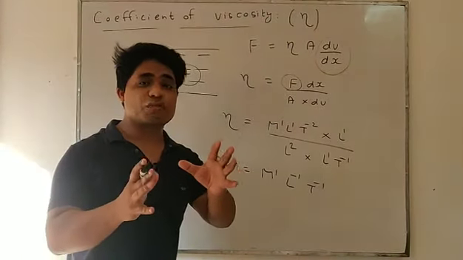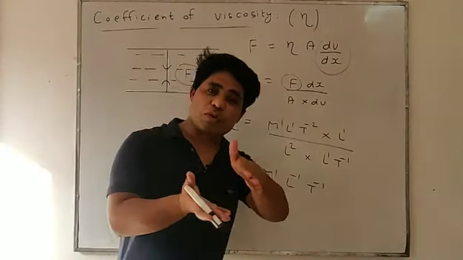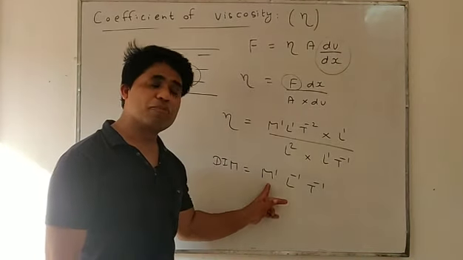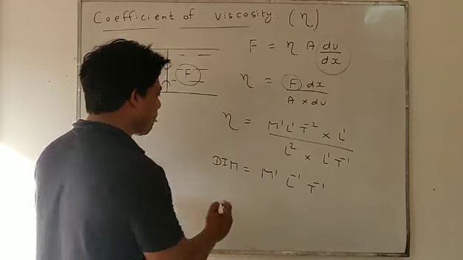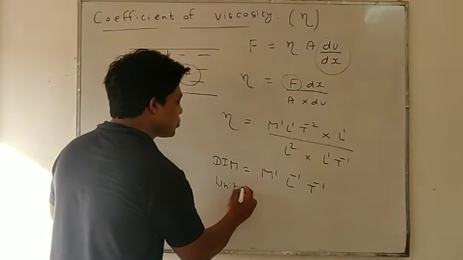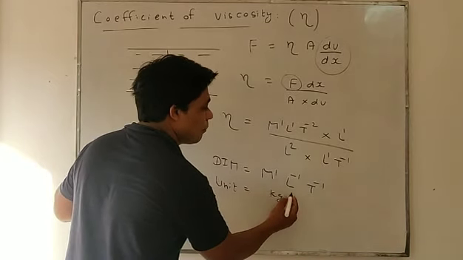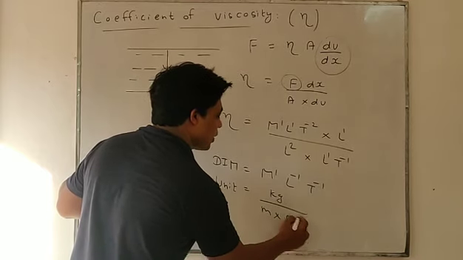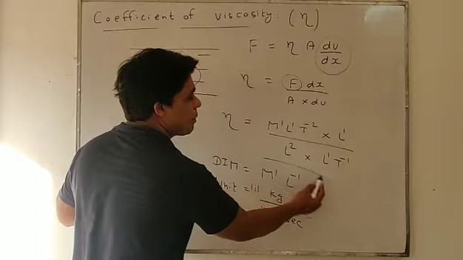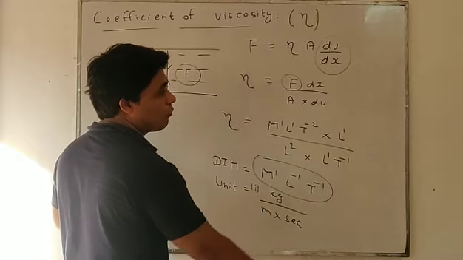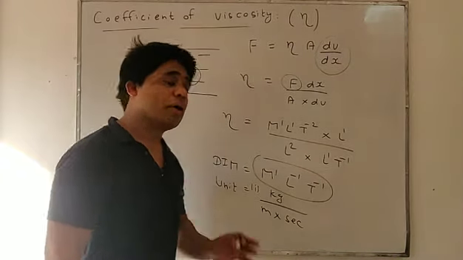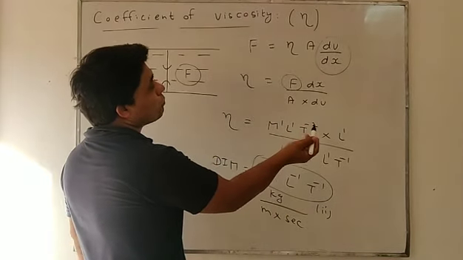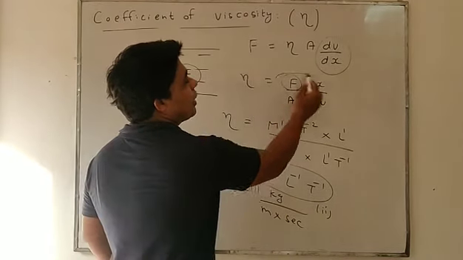Actually, this is called viscous force, the force between two layers of liquid. So we get the dimension of this constant eta: M1 L minus 1 T minus 1. Now, what is the important thing? Its unit. For mass, kilogram, length, meter, time, second. First, we found this by the dimensional formula. Remember, the form of MLT is called the dimensional formula.